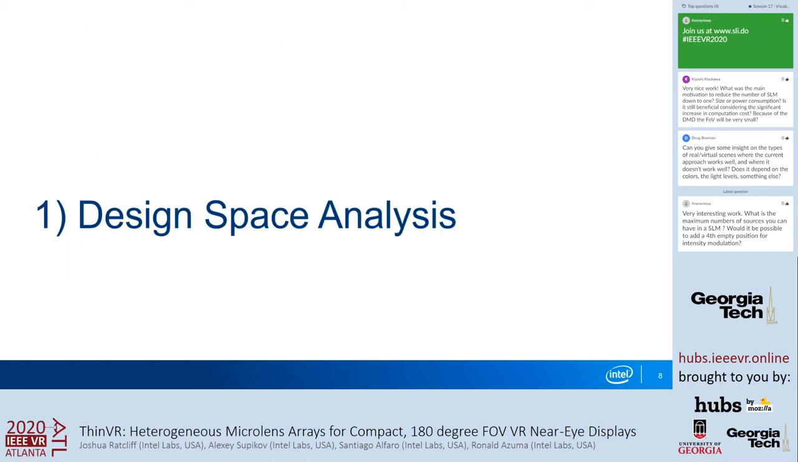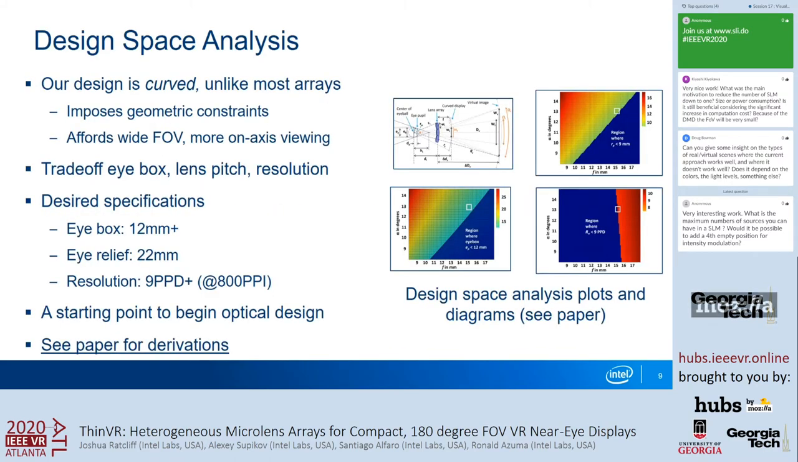Design space analysis. Unlike most systems, our design features a curved lens array. In particular, we use a cylindrically shaped array. This imposes a unique set of constraints, particularly on the size of the elemental images used. More importantly, a cylindrical array gives us two advantages. One, it affords a wide field of view, and two, it assists optical performance by allowing the eye to turn and look on axis through the lenses, at least along the dimension of the curve.